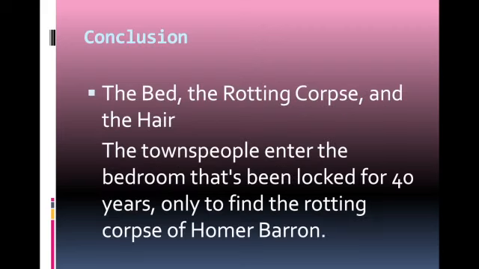So in case you didn't get the ending of the story from all of the clues, there is a conclusion to the story. The townspeople are going to enter the room that's been locked for 40 years, and they hint that they kind of already know what's there. They find the rotting corpse of Homer Barron in the bed.